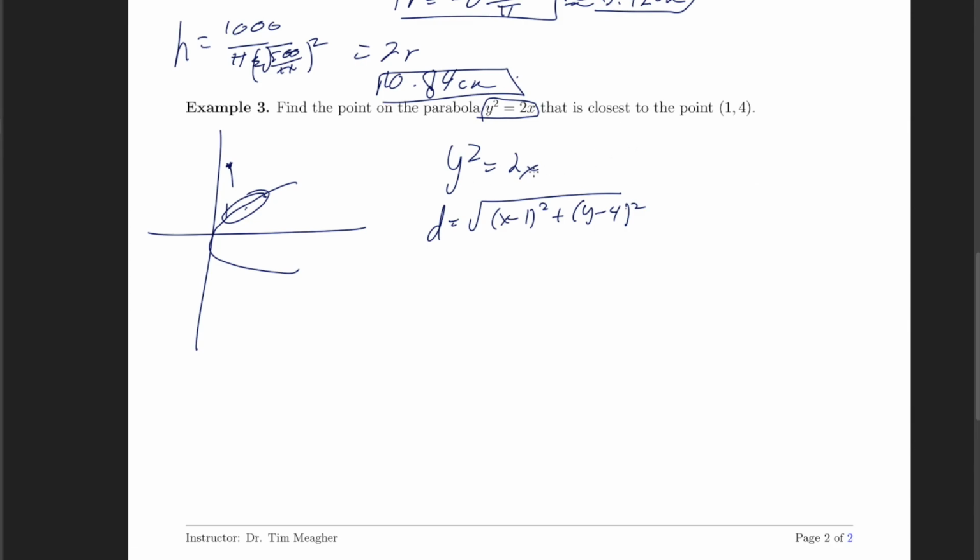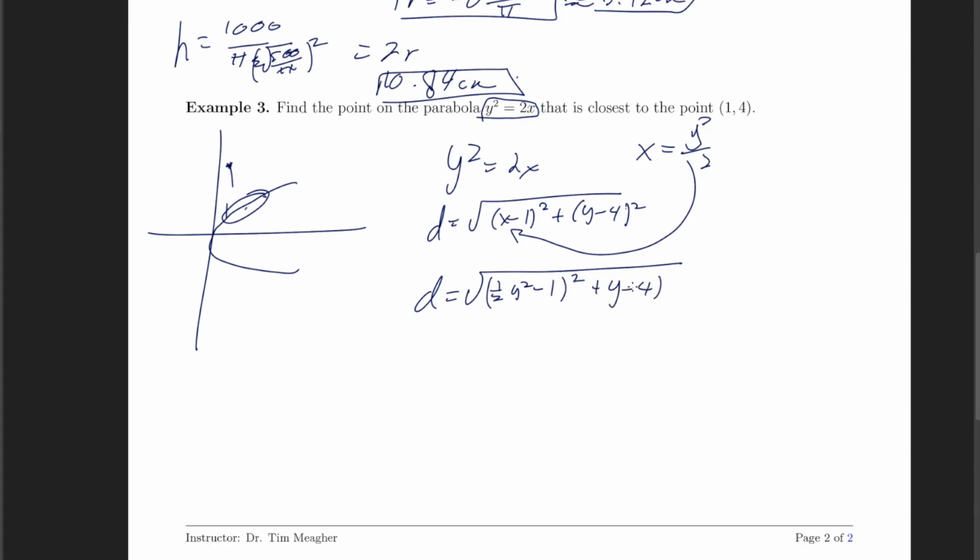Since this is true, we know that x is equal to y squared over 2, and I can just plug that in for x. So we have distance is equal to the square root of (1/2 y squared minus 1) squared plus (y minus 4) squared. What are we trying to minimize? We want to minimize this distance d.